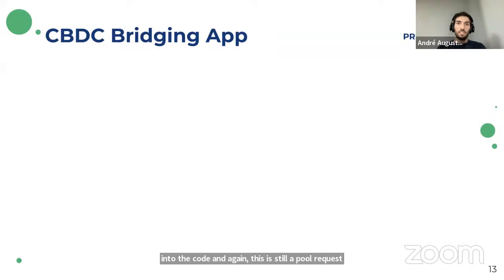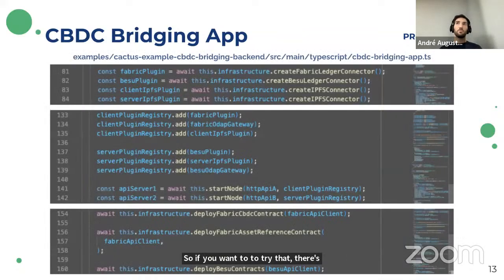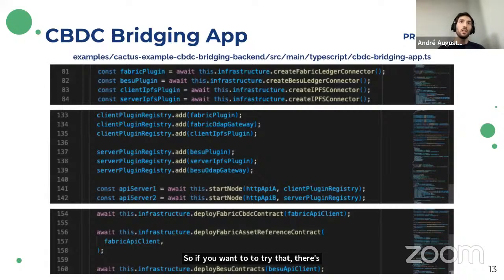And Rafael gave the instructions to actually run the remote branch. So if you want to try that, there's this CBDC bridging app file where basically we define the API servers, and these API servers have plugin registries, and these plugin registries are basically a set of plugins that will be exposed by this API server.